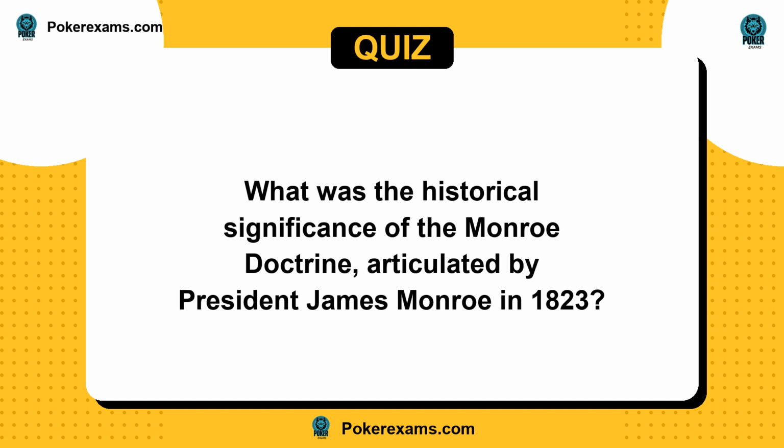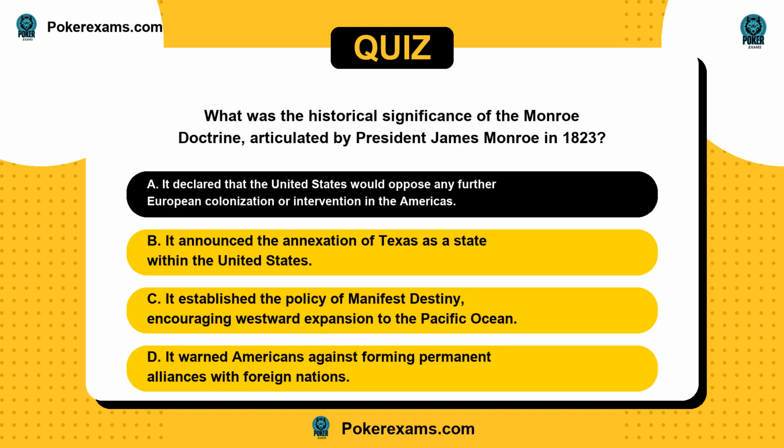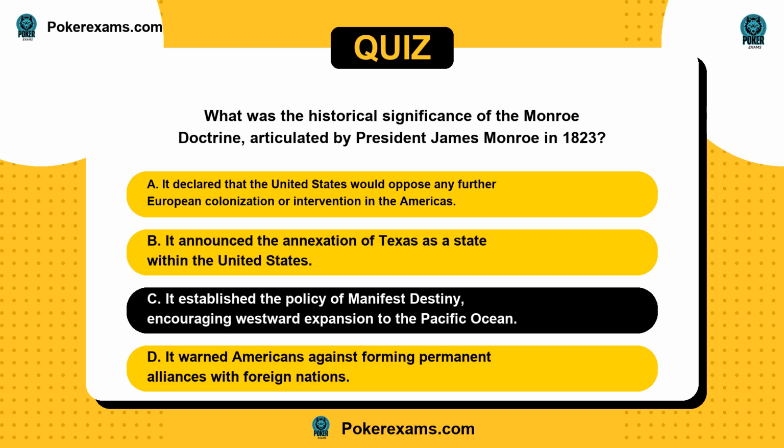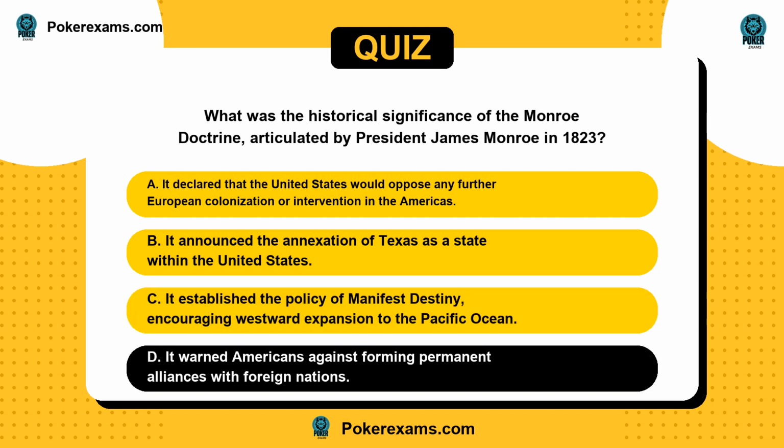Next question. What was the historical significance of the Monroe Doctrine, articulated by President James Monroe in 1823? Is it A, it declared that the United States would oppose any further European colonization or intervention in the Americas? Or B, it announced the annexation of Texas as a state within the United States? C, it established the policy of manifest destiny, encouraging westward expansion to the Pacific Ocean? Or D, it warned Americans against forming permanent alliances with foreign nations?